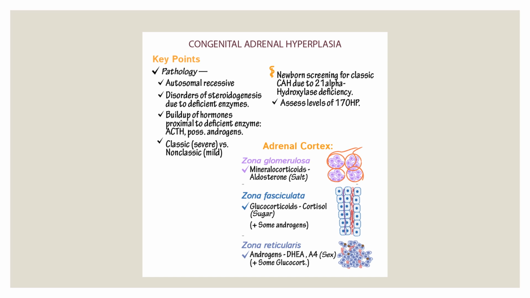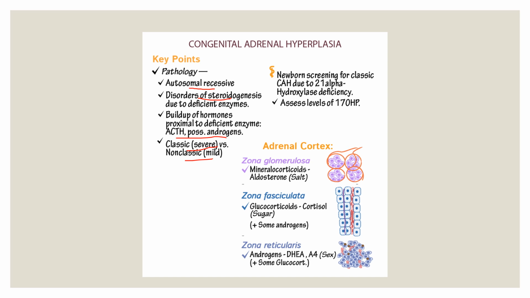So congenital adrenal hyperplasia is autosomal recessive. It is a disorder of steroidogenesis due to deficient enzymes, with a buildup of hormones proximal to the deficient enzyme, ACTH and androgens. It's classified into classic or severe form and non-classic or mild form. So in the adrenal cortex, zona glomerulosa is mainly producing mineralocorticoid, which is aldosterone. Zona fasciculata is producing glucocorticoids or cortisol. And zona reticularis is mainly forming the sex steroids.